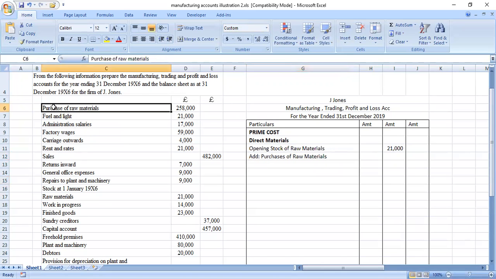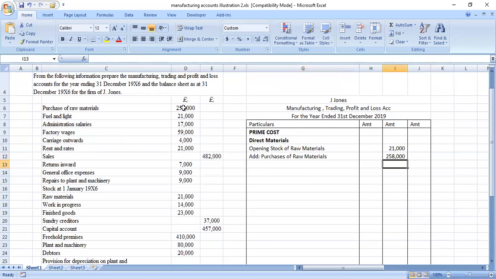Purchases of raw materials is the first item we have there, 258,000. Do you have some returns, some carriage? In case we have returns outwards, we can deduct from the purchases of raw materials. And in case we have carriage inwards for the raw materials, we should put them here. So let me check whether you have some returns or carriage inwards.